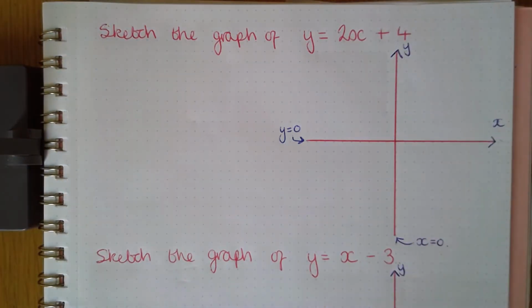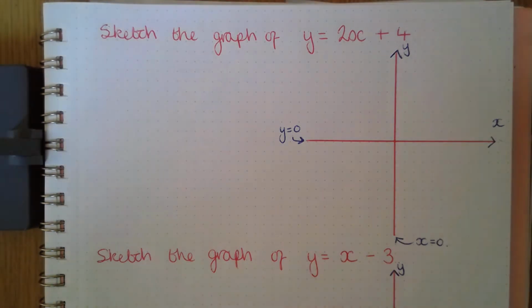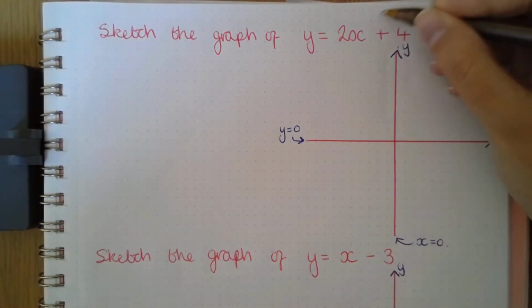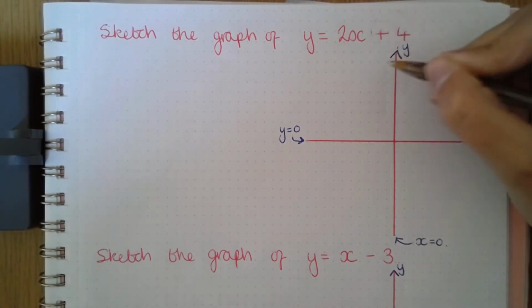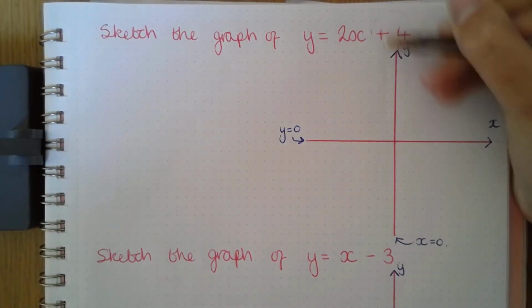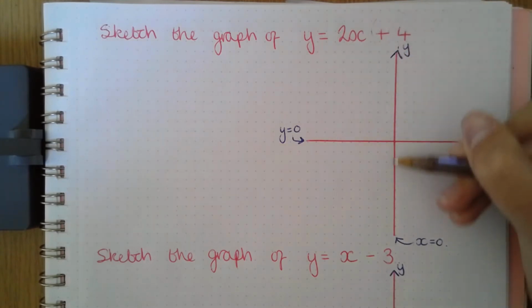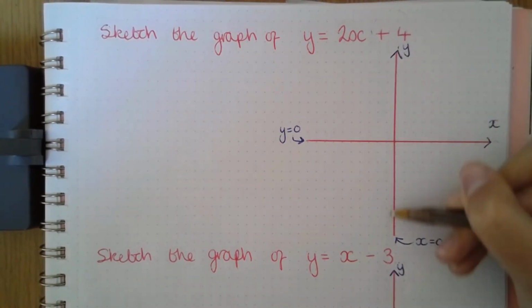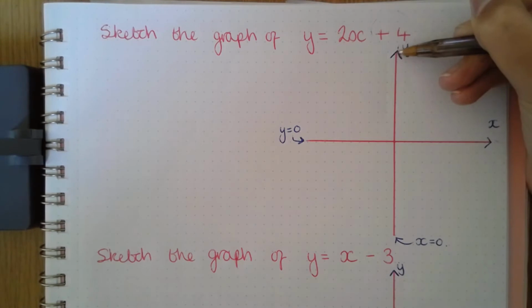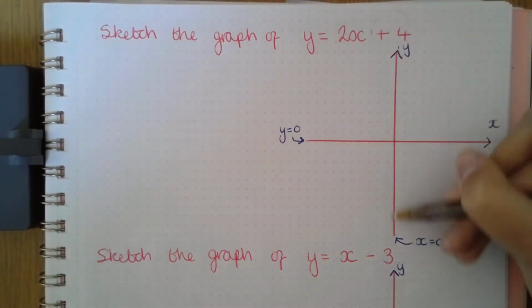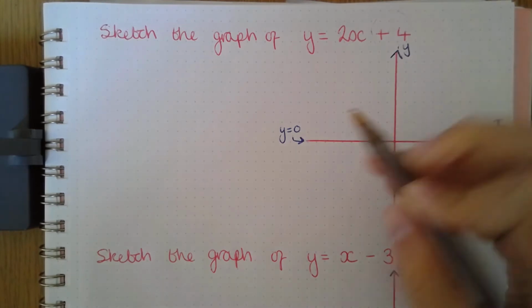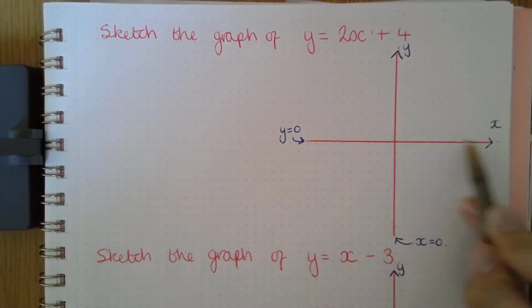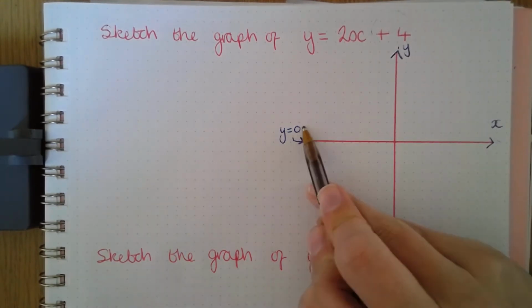Okay, so the first part of the sheet that you would have been doing means that you would have looked at this number. The +4, the number that's on its own, tells us where it crosses the y-axis. That's because we find where it crosses the y-axis by letting x equal 0, and we find where it crosses the x-axis by letting y equal 0.